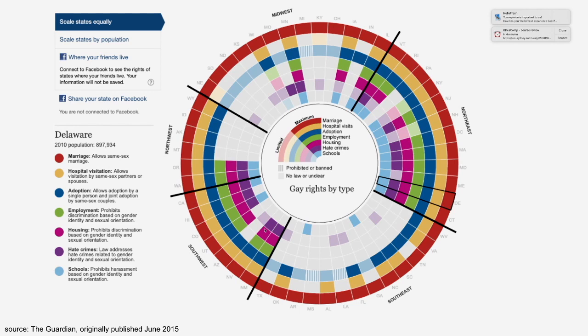This is a visualization of LGBT rights in different parts of the United States. It was originally published in 2012 and then updated in 2015, and I believe there's some updated data in it since. But a rainbow is not a good color palette choice from a normal visualization standpoint. It's too distracting. It has a lot of problems with color blindness. It isn't a clear scale if you're trying to represent numerical data, although this isn't.